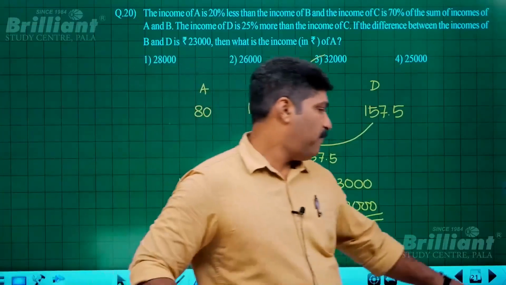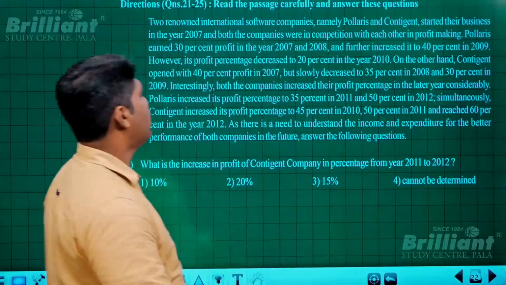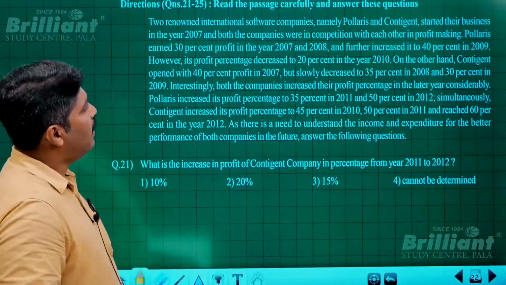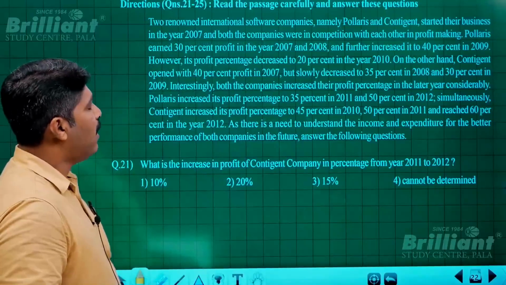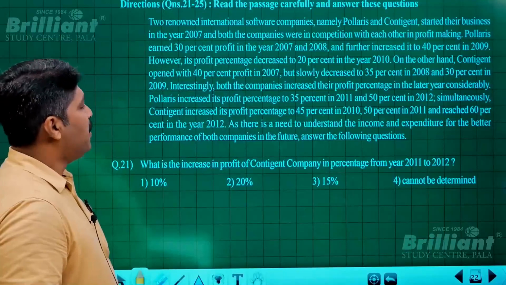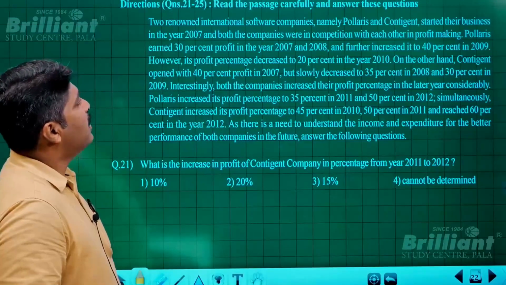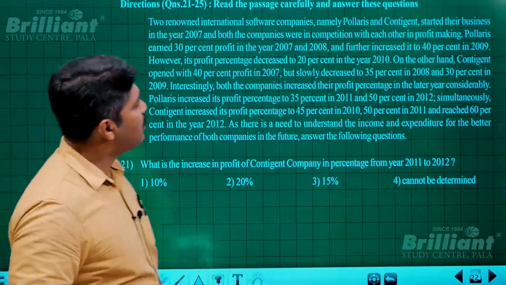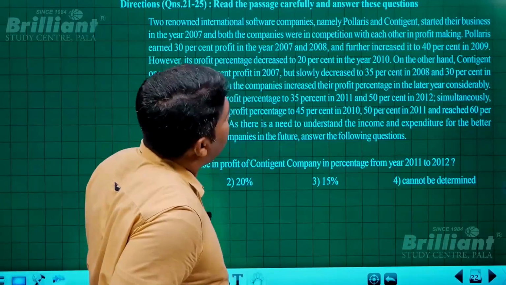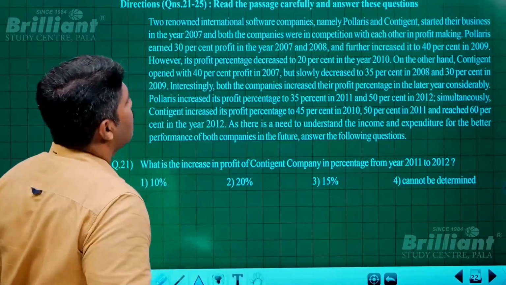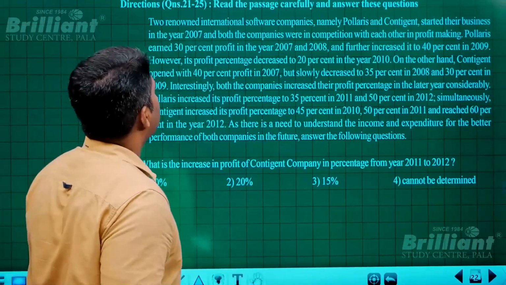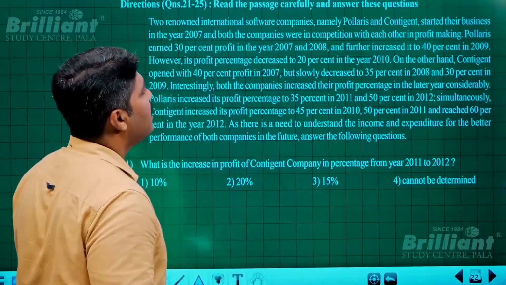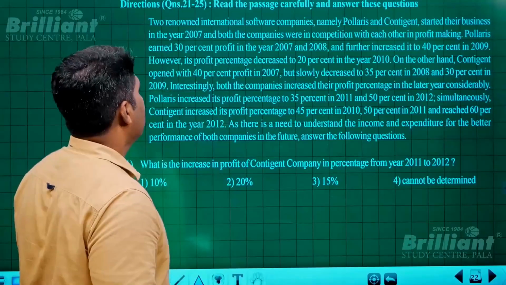So move to the final set of data interpretation question. It's a kind of caselet question. So understand the question and make some conclusions here. First of all, you have to make a tabulation also. It is given that two renowned international software companies, namely Polaris and Contingent, started their business in the year 2007, and both the companies were in competition with each other in profit making.